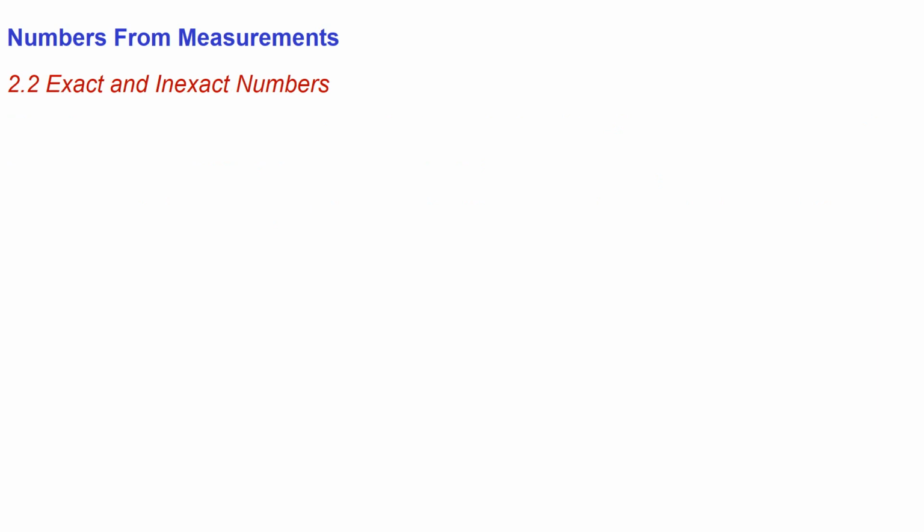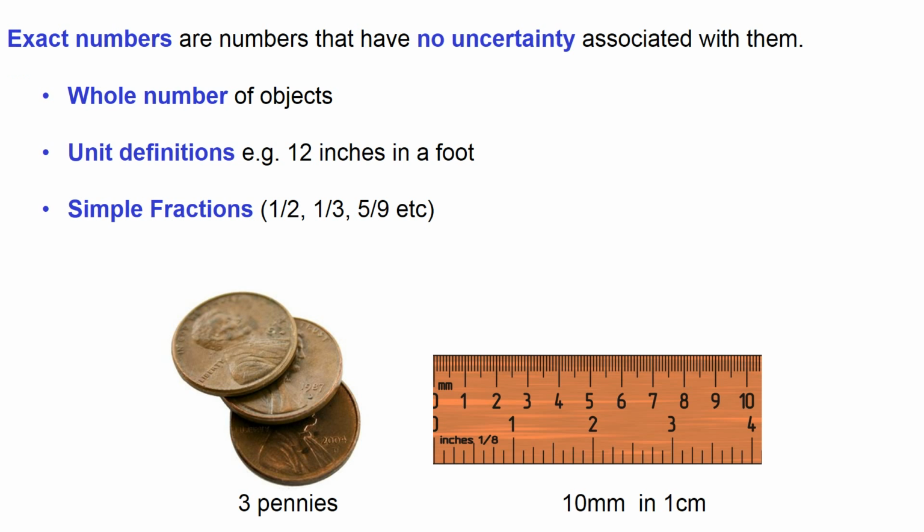There are two types of numbers that we commonly encounter in science. One class of numbers are what we call exact numbers, and the other are inexact numbers. Exact numbers are numbers that have no uncertainty associated with them. The classic example of this is a whole number of objects. When I look at these 3 pennies, there really is no doubt that there is exactly 3. There isn't any possibility of there being 4, and there's no possibility of there being 2. So the 3 here is an exact number.